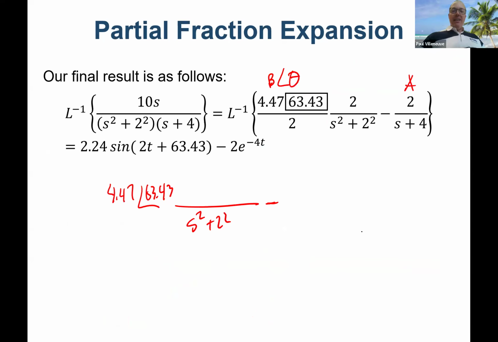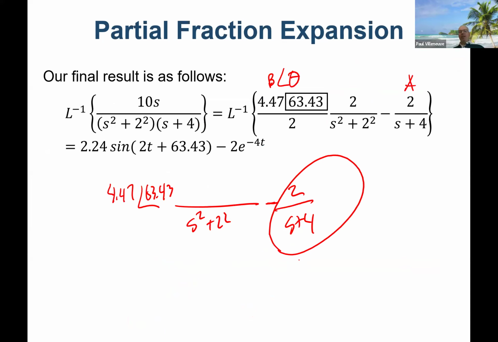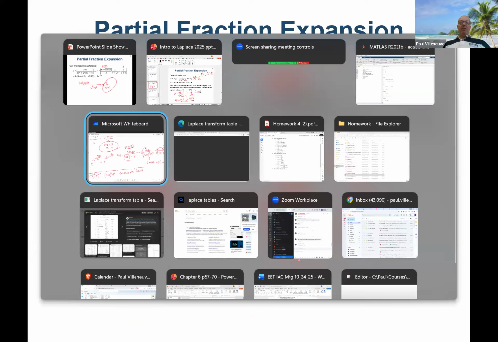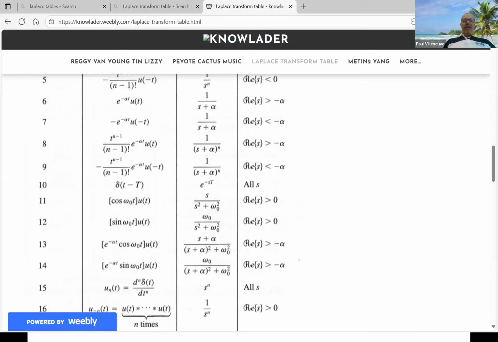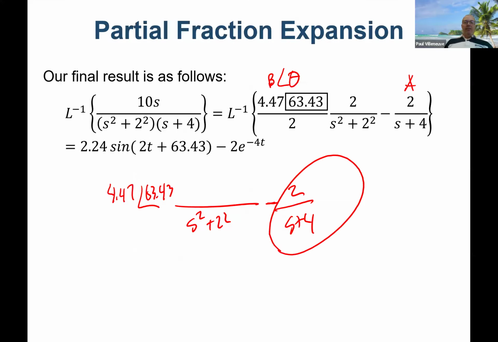So this is -2 over S plus 4. This one over here looks really close to the table already. The other one isn't. Let's go back and look at our table. And our table says, if I look at item number 12, I have omega over S squared plus omega squared. So all I need to do is put a 2 over here. I've multiplied that by 2. Now I have to divide that by 2 as well.